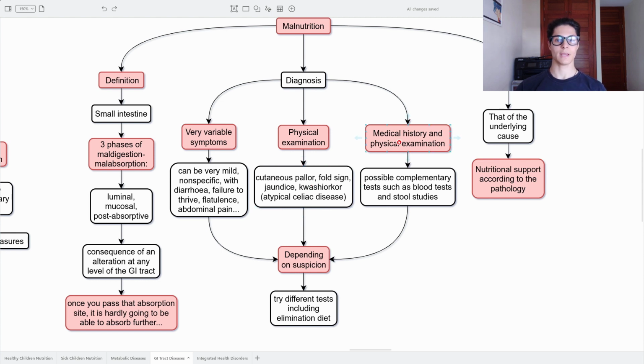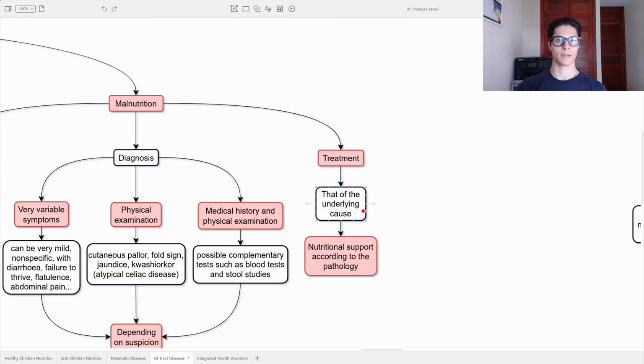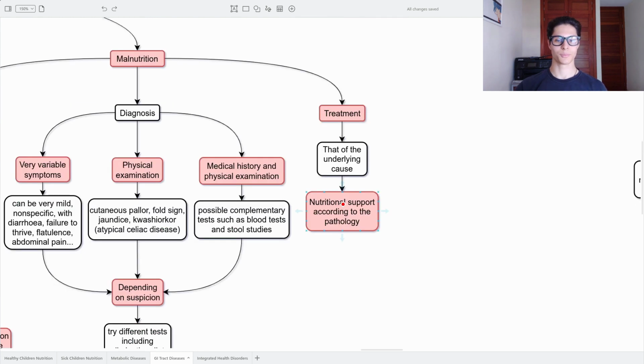The medical history and the physical examination. Possible complementary tests such as blood tests and fecal studies. Depending on the suspicion, we have to try different tests, including elimination diet. And the treatment is the one of the underlying cause. And we have to provide nutritional support according to the pathology.